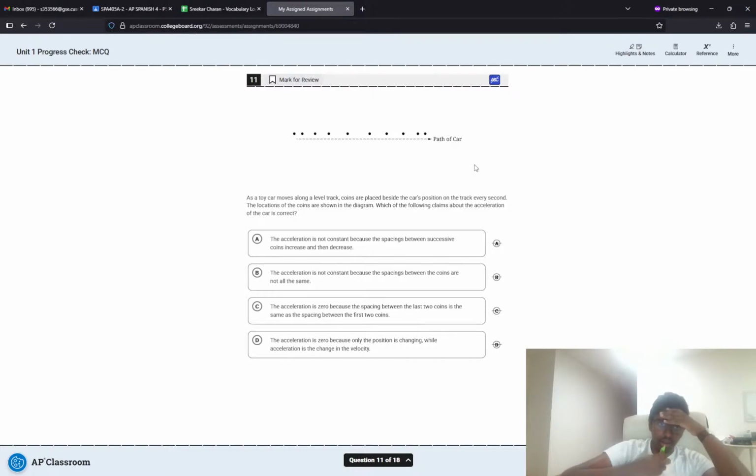The toy car moves across a level track. The coins are placed beside the car's position on the track every second. Coins are placed in the diagram. Acceleration is not constant.